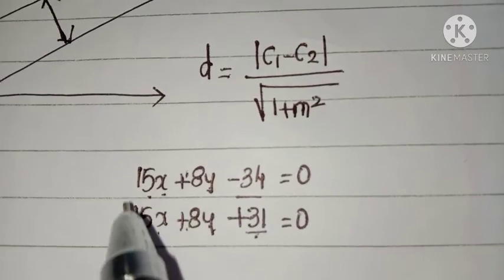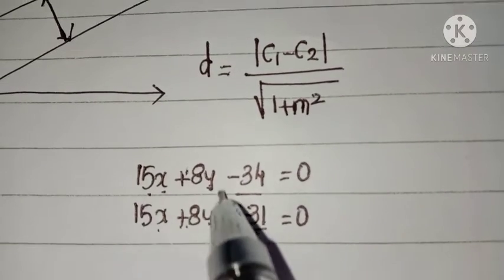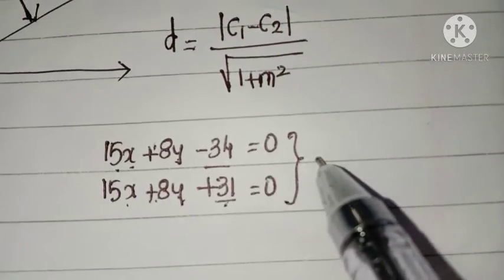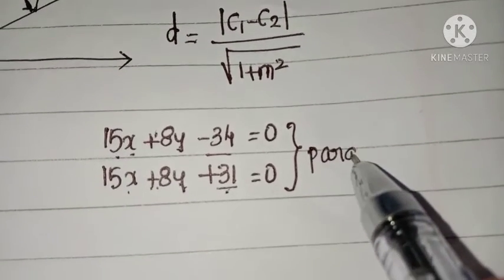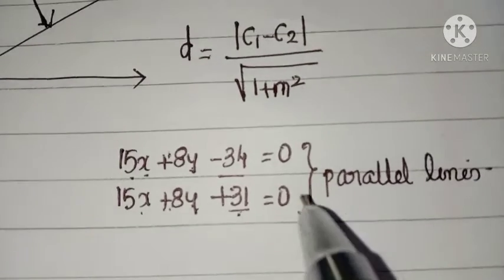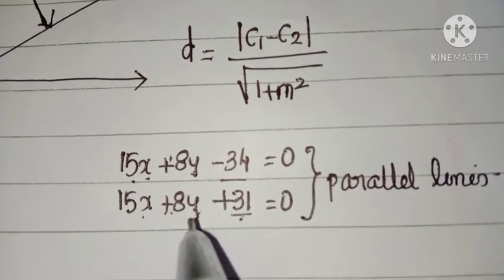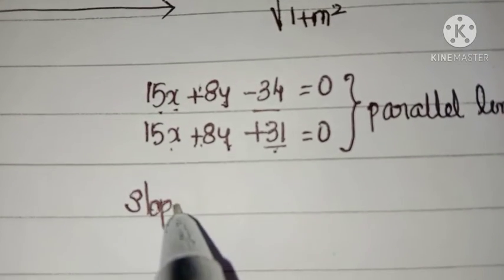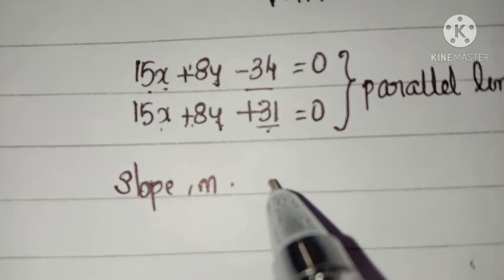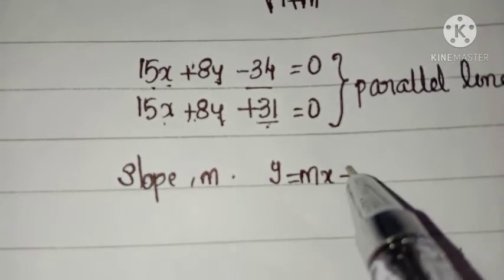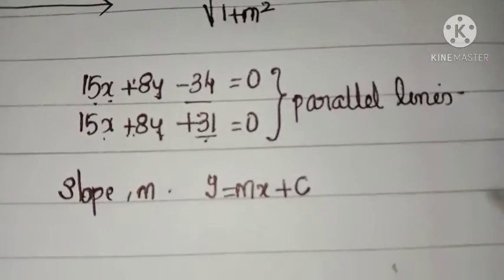Listen, if the coefficients are the same, then we can say that the given pair of straight lines are parallel lines. Now see what is the distance between these two parallel lines. For this we need to find their slope m. So to get slope m, we need to convert the equation into the form y equal to mx plus c.